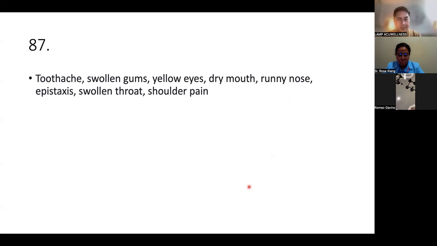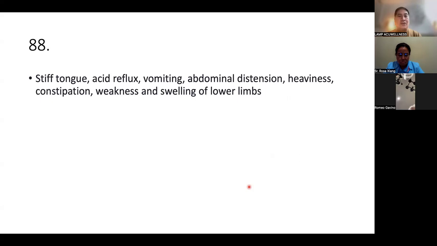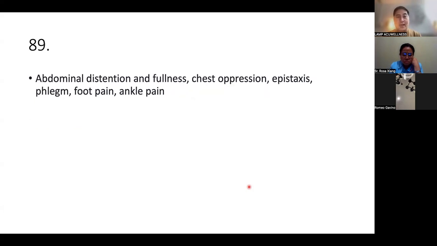Toothache, swollen gums, yellow eyes, dry mouth, runny nose, epistaxis, swollen throat, shoulder pain. LI4 and Lung 7. Stiff tongue, acid reflux, vomiting, abdominal distension, very easy. Heaviness, constipation, swelling of lower limbs. Spleen 3 and Stomach 40.